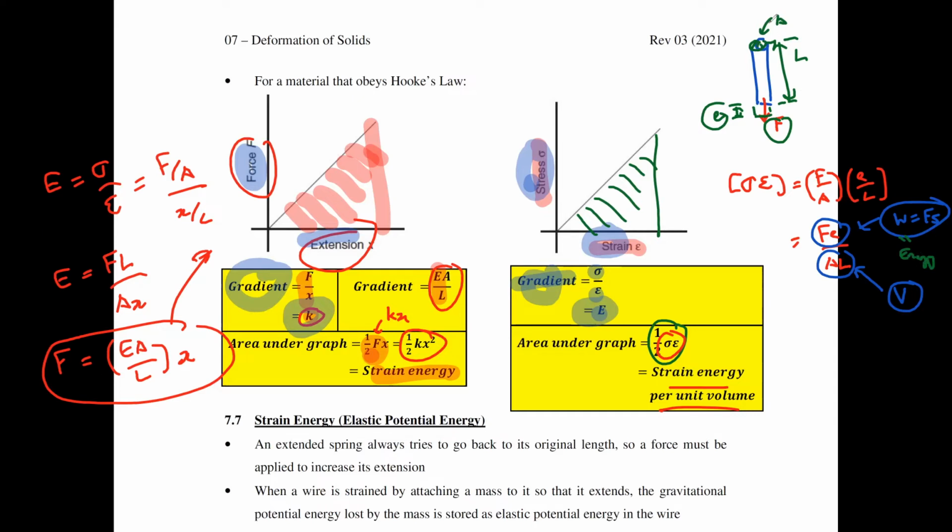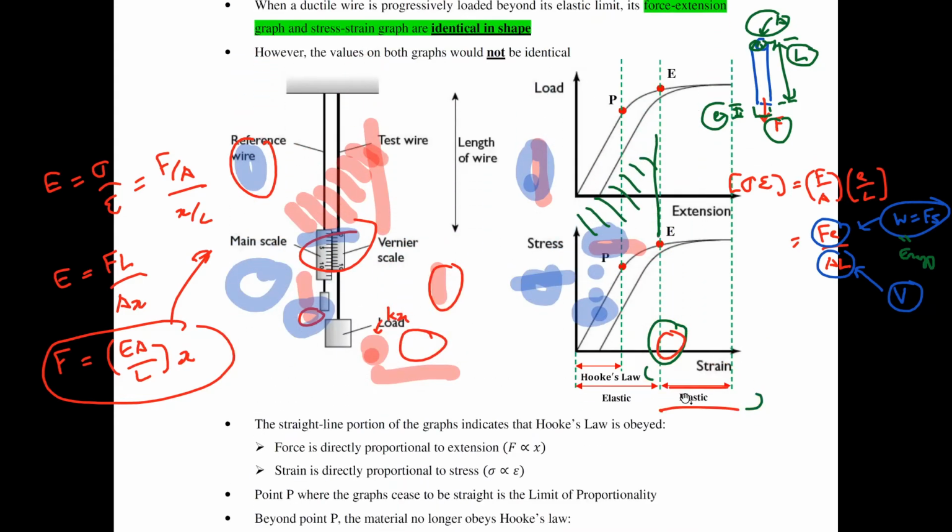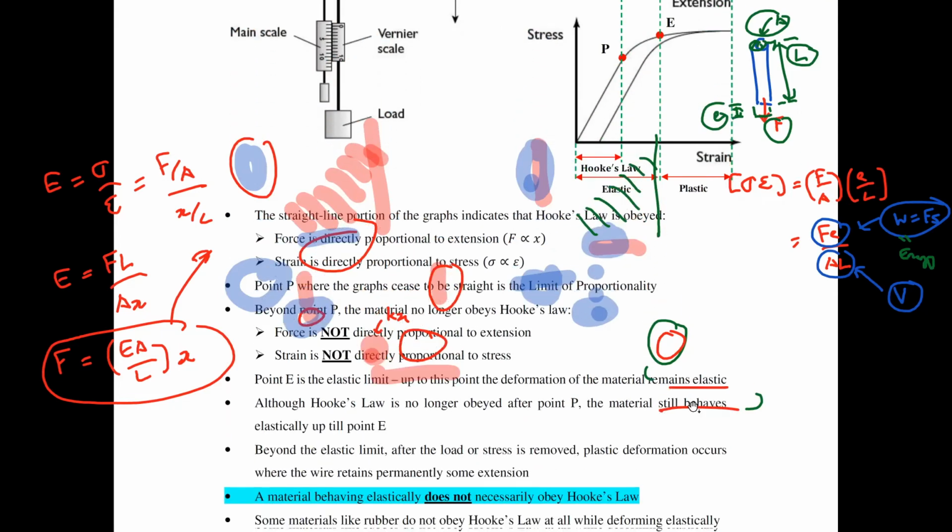And then A times L, area times length, is volume, isn't it? So energy over volume gives you energy per unit volume. You can say that this is actually strain energy per unit volume. Okay, so if you're asked about the area under a stress strain graph, just remember it is also energy, but specifically it is strain energy per unit volume. Okay, so that part is done. This is when you're dealing with stress strain and force extension graphs.